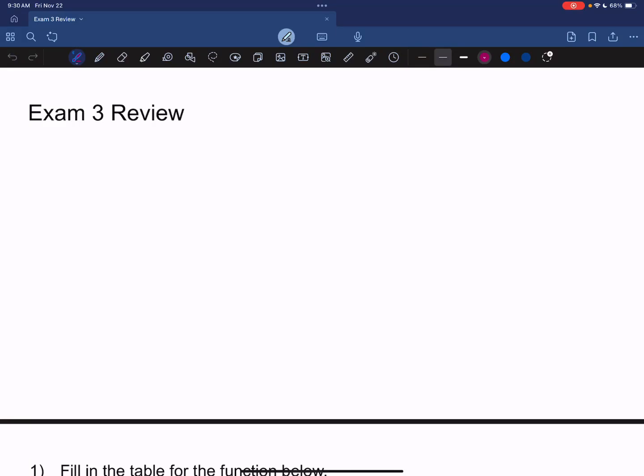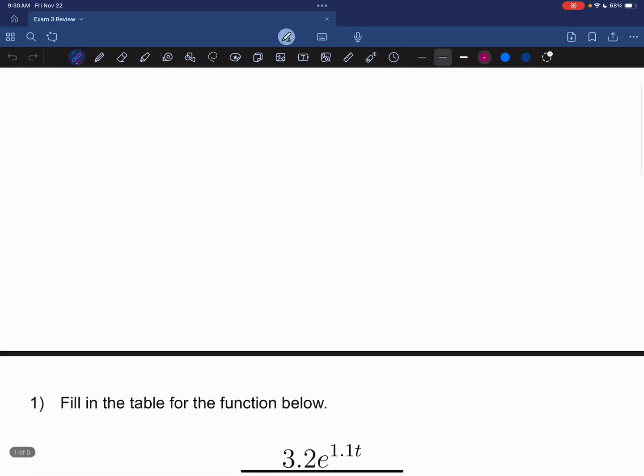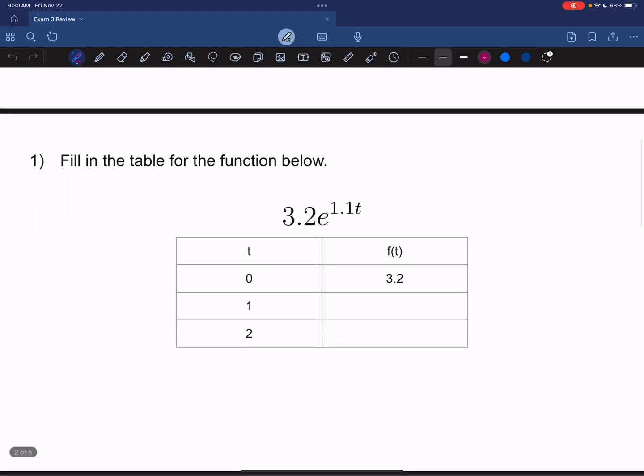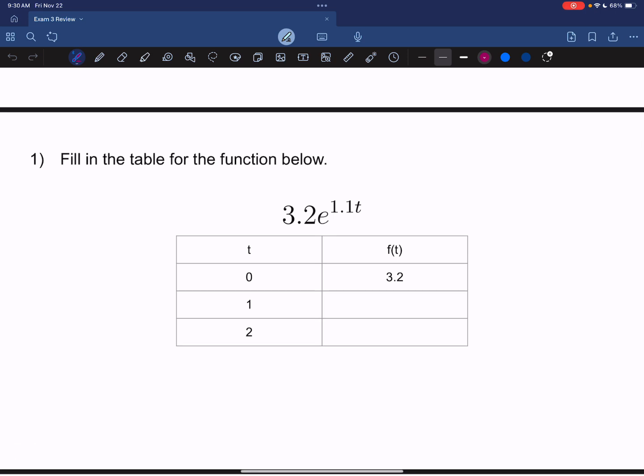All right, so instead of course meeting in class, we'll just do our exam 3 review via video. I just want to go over a few things that are going to be on the test. Actually, I'm going over questions that are exactly like those on the test, just with different numbers.